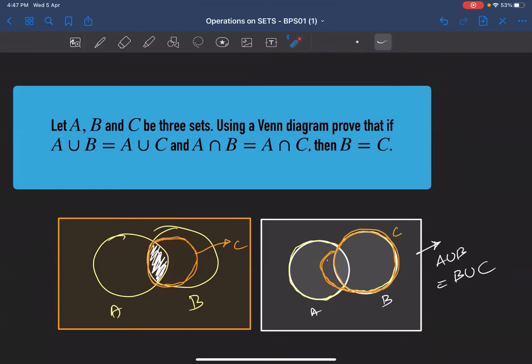So when A union B is equal to A union C and A intersection B is equal to A intersection C, then B should be equal to C. Okay, I think I'll pause here for a minute. This is important, so think about it. Let me know if you have any questions.